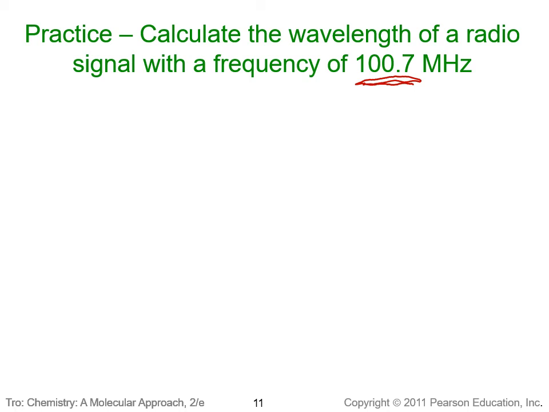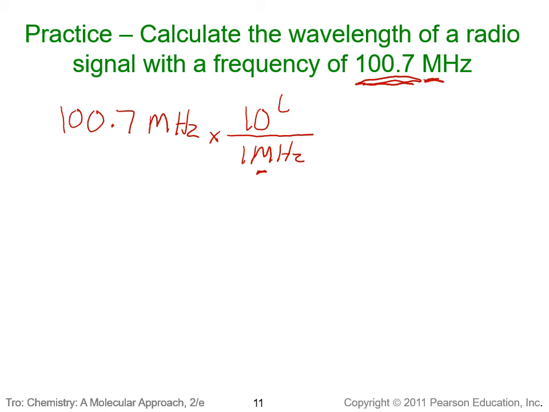All right, so megahertz: when we're using our equation, we need to be in hertz. So we need to do a conversion first, 100.7 megahertz into hertz. Mega means million, so there are 10 to the 6th hertz in a megahertz. So we get 1.007 times 10 to the 8th hertz. And remember, a hertz just means 1 over seconds.